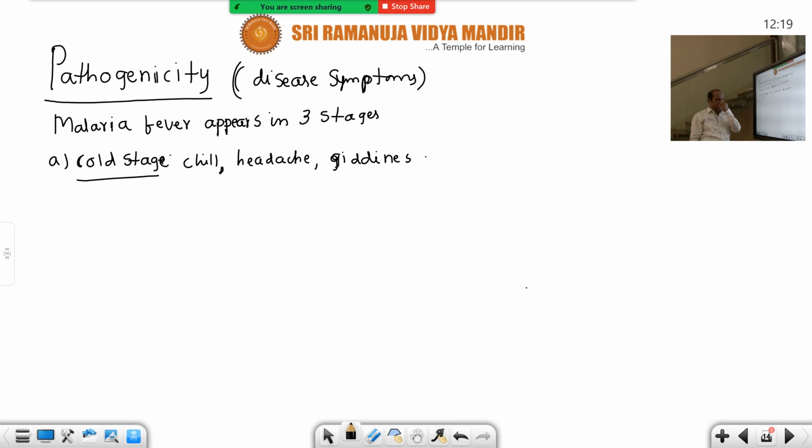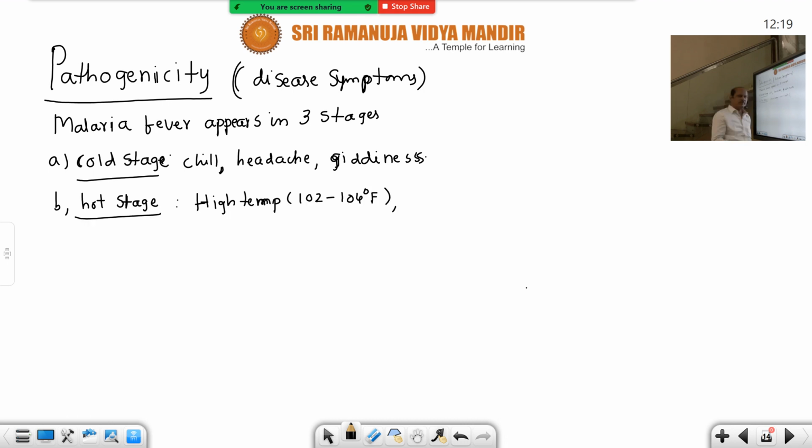Now the hot stage. Hot stage means temperature. Here also symptoms are there. What are the symptoms? High temperature, 102 to 104 degrees Fahrenheit. Hot stage, by name itself it is there. High fever, 102 to 104 degrees Fahrenheit. Breathing rate and pulse rate increase.